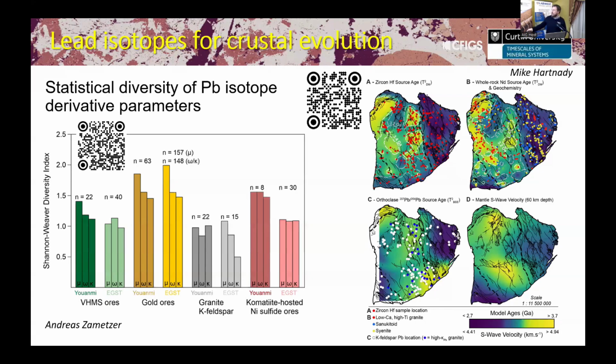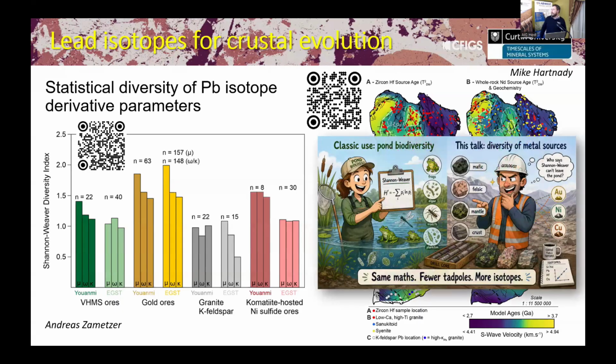And what I want you to see is that in our gold ores, in both the Eastern Goldfield superterrane and the UME superterrane, you can see they're much more diverse in terms of these isotope signatures. That tells us that the fluids are more diverse. And this is statistically significant. We can see they're much more varied in terms of those signals. So why are they more varied?